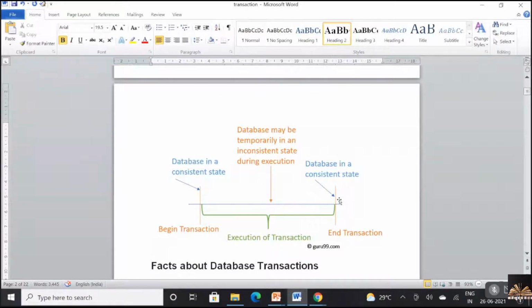And once I reach the end of the transaction, when I say commit transaction, that is the end statement of the transaction. So I can say that again the database is in a consistent state. Now, if this particular thing does not happen, I have to abort the transaction. I have to cancel the transaction which I have started. Okay. So this is the process of execution of a transaction.